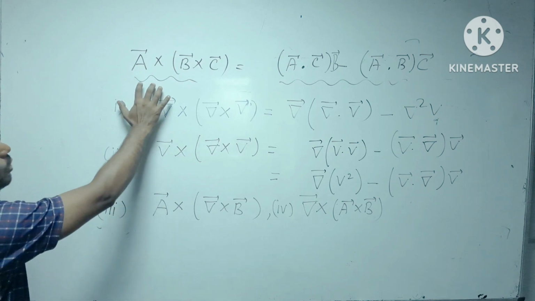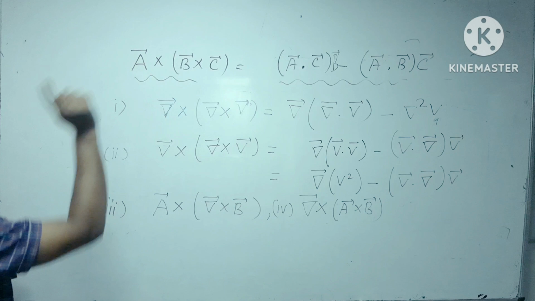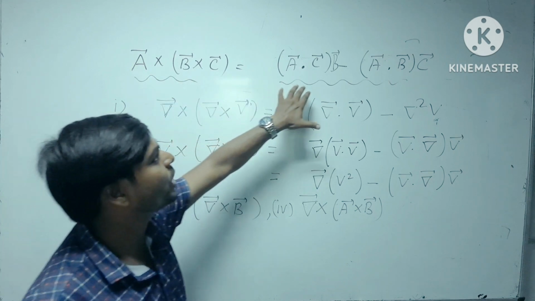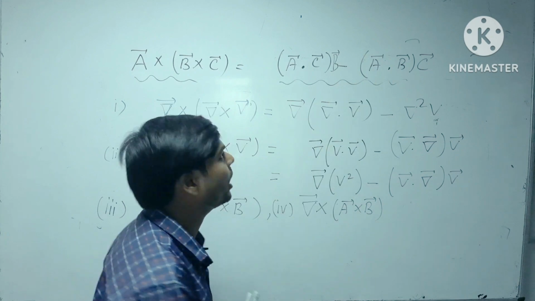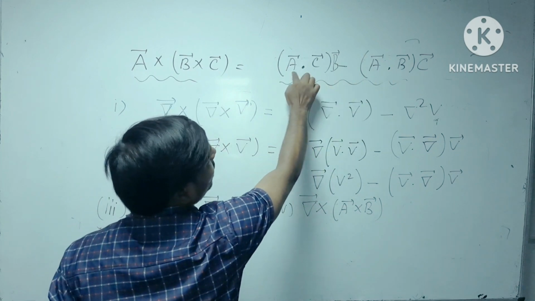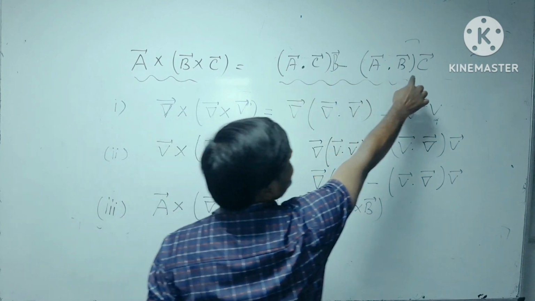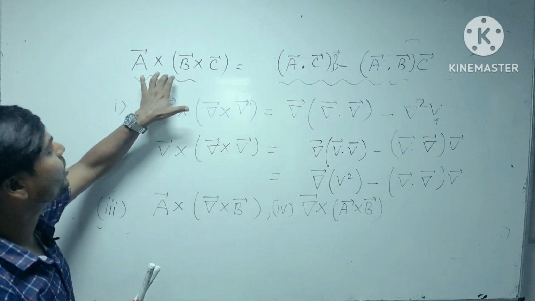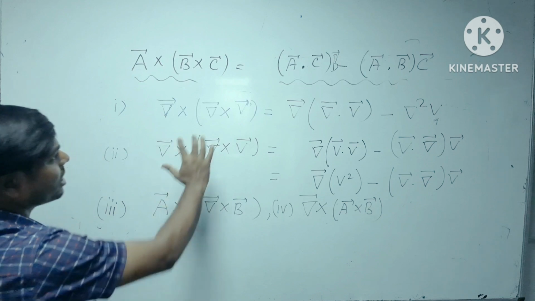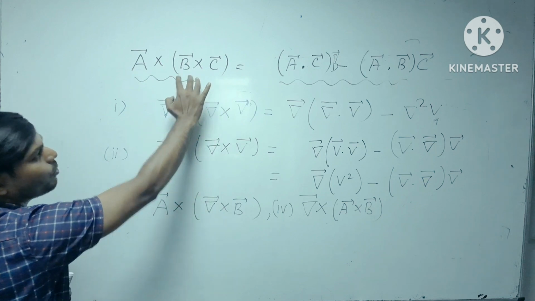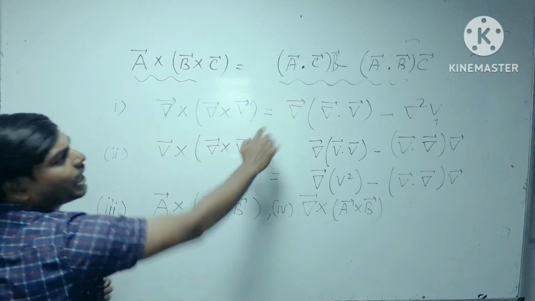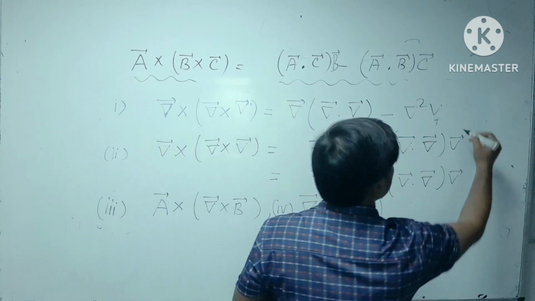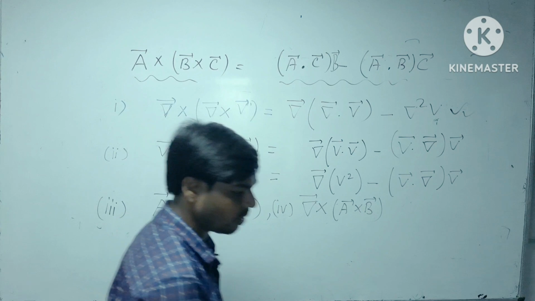You all know that a vector cross b vector cross c vector simply follows the BAC minus CAB rule. What is this? If you take b (a dot c), this is BAC, minus c (a dot b), this is CAB, this is the rule where a vector cross b vector cross c vector. Can we apply the same rule here? Yes, we can apply it in this problem. This is okay.